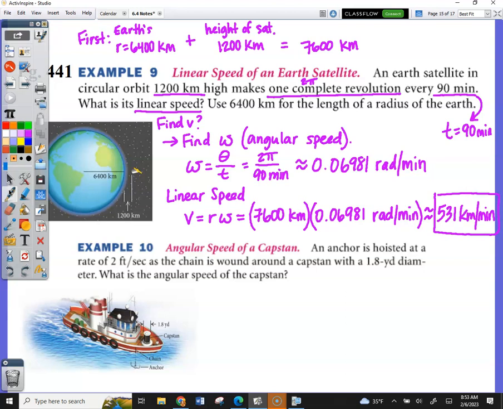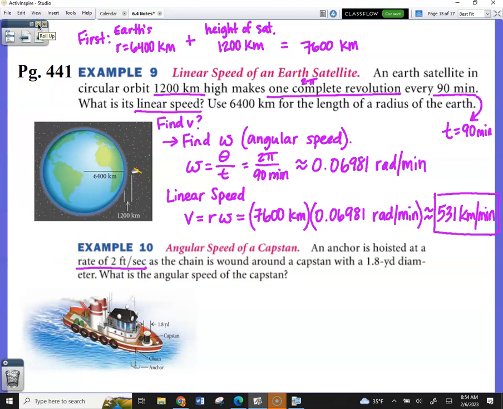They're telling you the rate that it's coming in, right? They're saying that it's hoisted at a rate of 2 feet per second. Is that linear or angular? Use the unit of measurement to help you. Linear. Per second, right? So let's read it again. An anchor is hoisted at a rate of 2 feet per second. They just told you the amount of linear measurement per time. That means they're giving you one of the speeds. And you just have to look and see, oh, it's feet, so it's linear speed. They're giving you right here v equals 2 feet per second. We don't have to find it like we did with the angular speed on the last one.